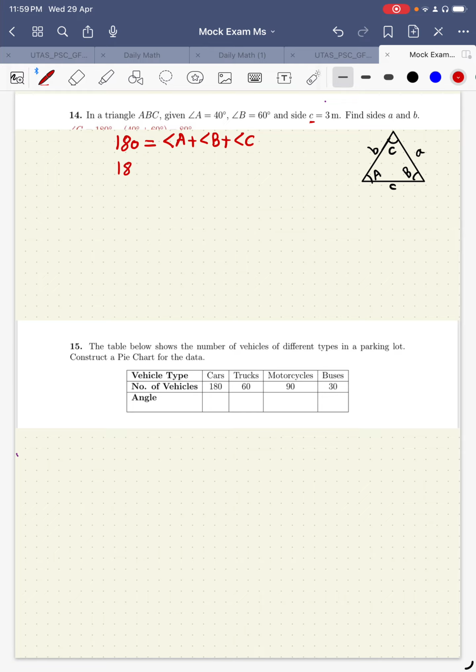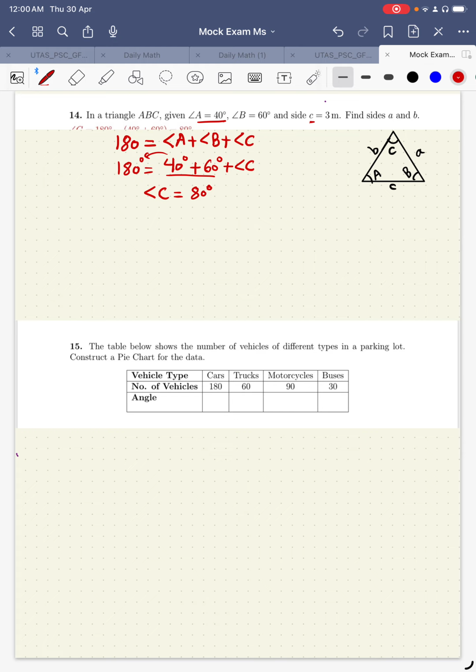So 180, the angle A is given to be 40. So I'm going to substitute it here, degrees, plus the angle B, which is given to be 60 degrees, plus the angle C, which I don't know and would like to find. Taking those two numbers to the other side, 40 plus 60 is 100. Taking 100 to the other side, it gives me that the angle C equals 80 degrees. So now I found my angle C.